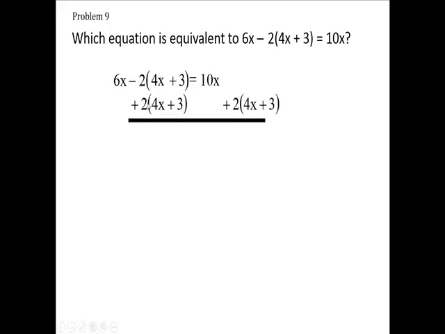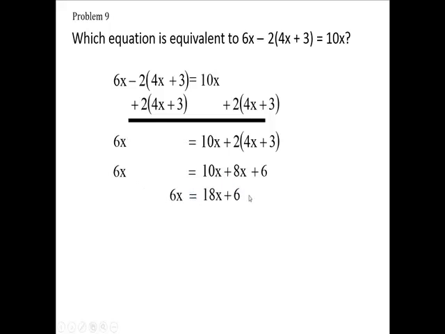So the negative 2, if I add it here as a plus 2, I've got to add it as a plus 2 over here. Now watch, we have 6x, we have our equals, we have our 10x, and now I have plus 2 times 4x. Instead of negative 2 times 4, which gave me one of my answers here, I'm going to have a plus 2 times 4. So I have my 6, I have my 10. 2 times 4 is what? So these are like terms now, by the way. 2 times 4x is 8x, and 2 times 3 is 6. So these being like, I'm going to add them together. So you'll have 6x equals, what is this? This is 18x plus 6. Okay?